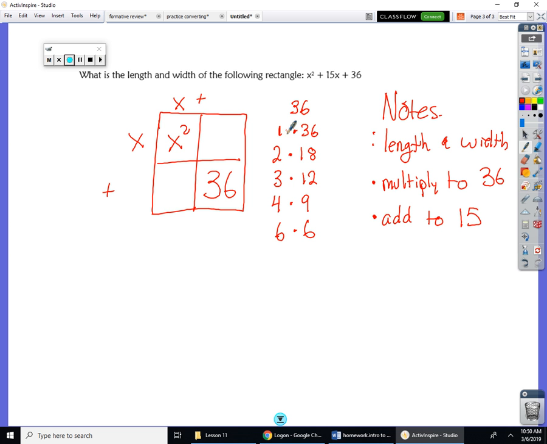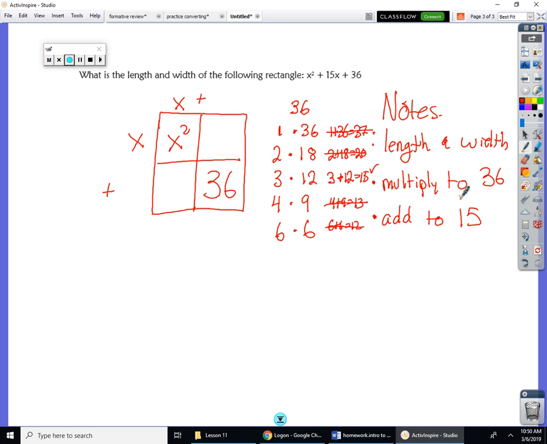So, well, 1 plus 36 is 37. 2 plus 18 is 20. So we can cross them off. 3 plus 12 is 15, so that works. 4 plus 9, 13. 6 plus 6 is 12. So now we know that we have 3 plus 12 is 15.